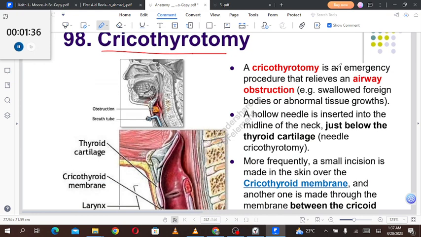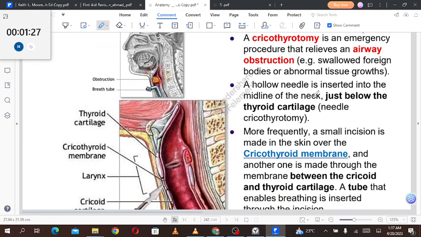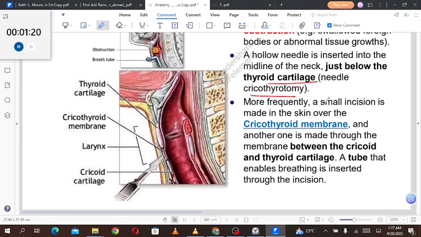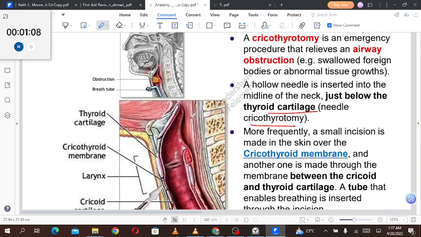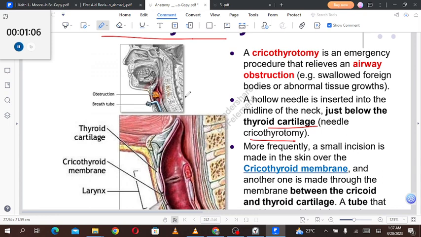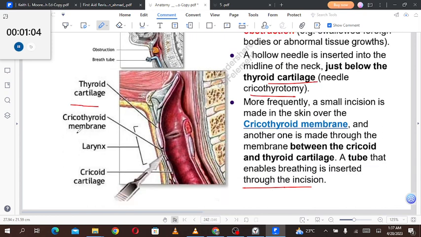A cricothyrotomy is an emergency procedure that relieves airway obstruction, for example from swallowed foreign bodies or abnormal tissue growth. A hollow needle is inserted into the midline of the neck just below the thyroid cartilage. This is needle cricothyrotomy, so here you can insert the needle. More frequently, a small incision is made in the skin over the cricothyroid membrane, and another one is made through the membrane between the cricoid and thyroid cartilage. A tube that enables breathing is inserted through this incision. Here you can see the obstruction and the breathing tube, the thyroid cartilage, the cricothyroid membrane, the larynx, and the cricoid cartilage.